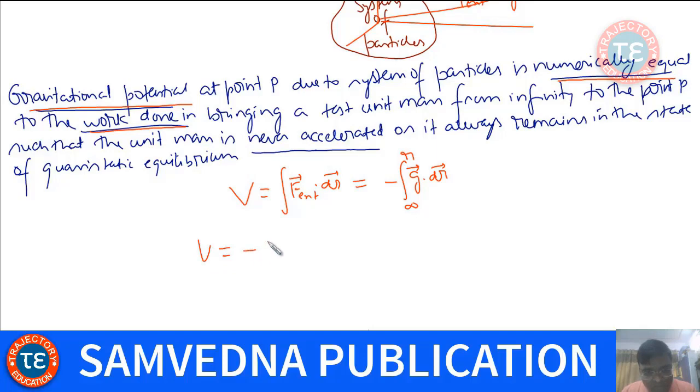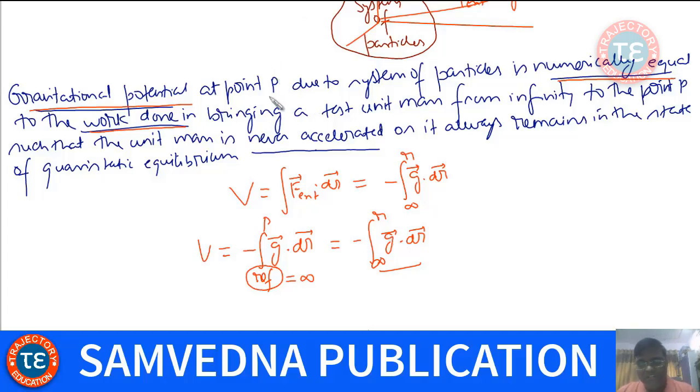Gravitational potential is minus the integral of G dot dr from a reference to point P, and this reference in case of gravitational field is taken to be infinity. Reference means the point where G is 0. The point where G is 0 is taken as reference. So if G has got inverse variation with distance, this reference is going to be infinity, and suppose the position of point P is R from the origin, then this is the integral of G dot dr.